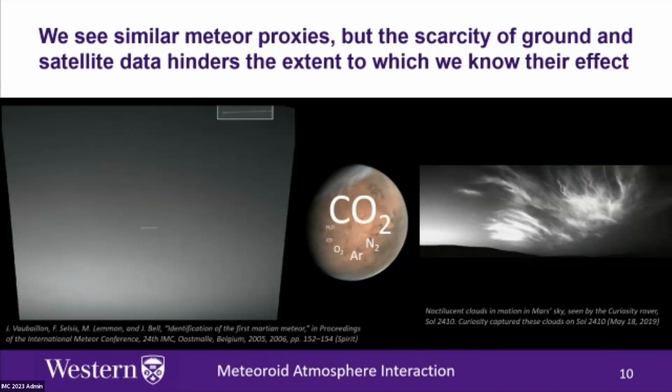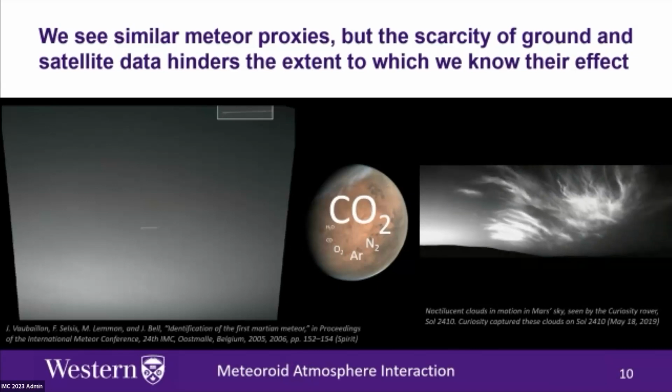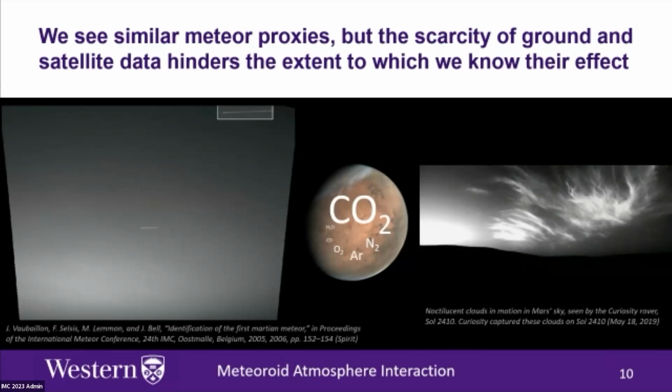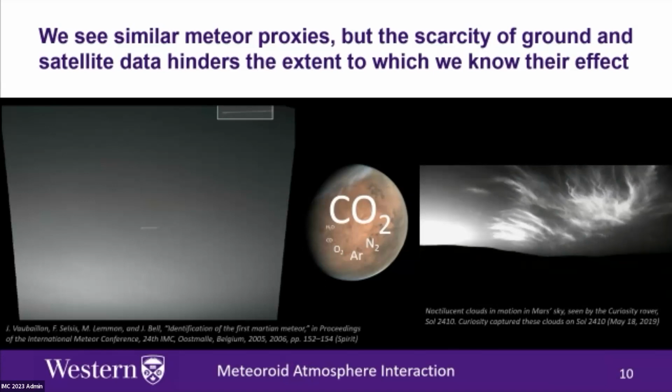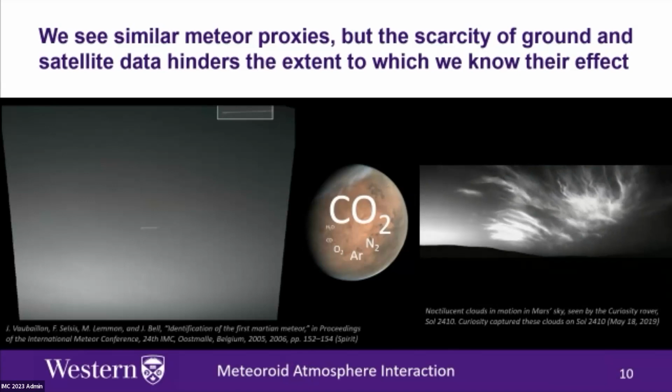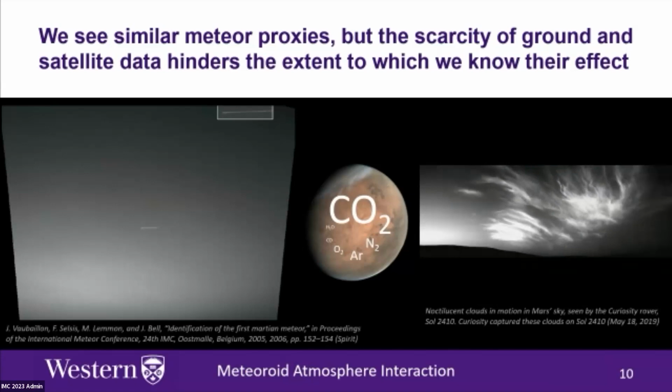This has been spotted by Curiosity in 2019, and these are actually proxies for the meteor ablation in these planets. But still, we don't have a lot of data. We just picture a few of them. The one you see on the left here is just a meteor that has been spotted in 2004, but we really can't tell what's going on. There are just a few frames, and this has been spotted with some ground instrumentation.